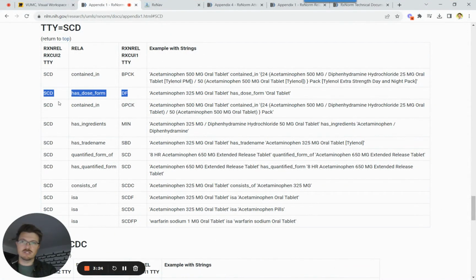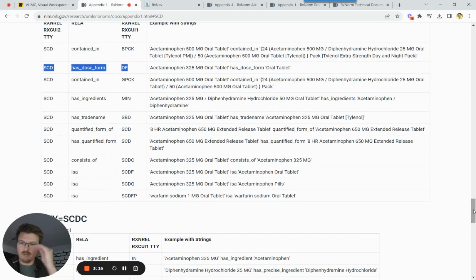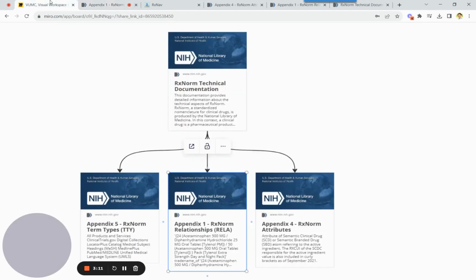So all of these relationships involve some queries between the different tables that are in RxNorm to get from one place to another, and it can get kind of complicated depending on how many steps you want to take. But all the documentation for those relationships is here.